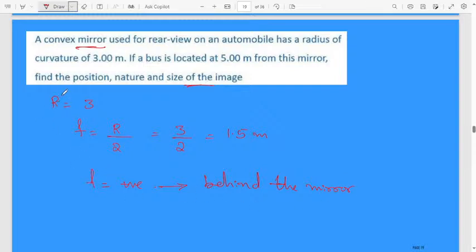Okay, understood? Radius of curvature is given here. Then they are asking what is the position, the image will form exactly on the focal length, 1.5 meter. Then nature of the image is the image will form behind the mirror. How can you tell behind the mirror? Because if it is positive, plus 1.5 meter, this plus sign will indicate the image will form behind the mirror. That one you have to remember. Let us move to the next question.